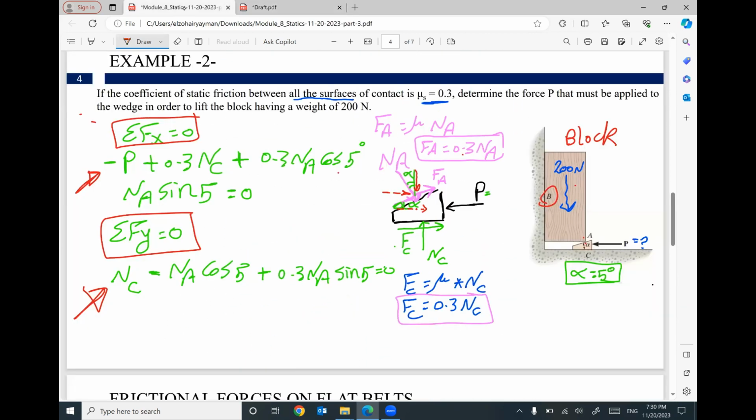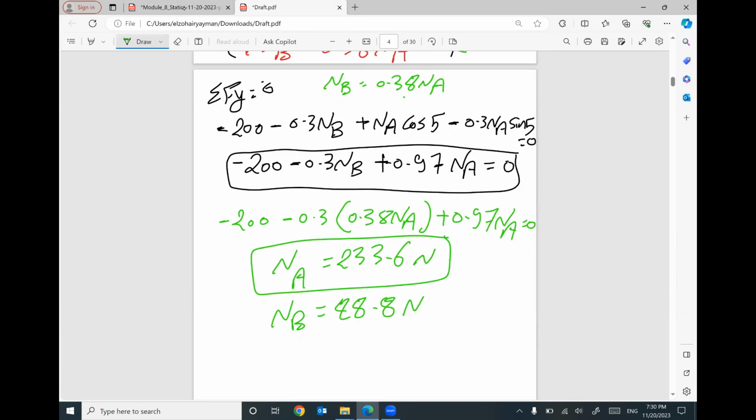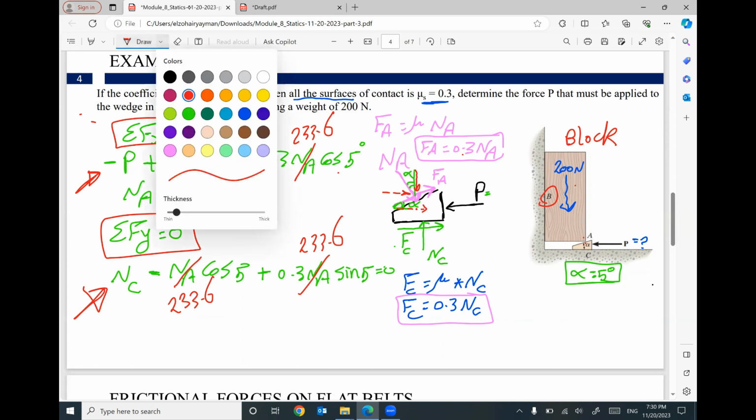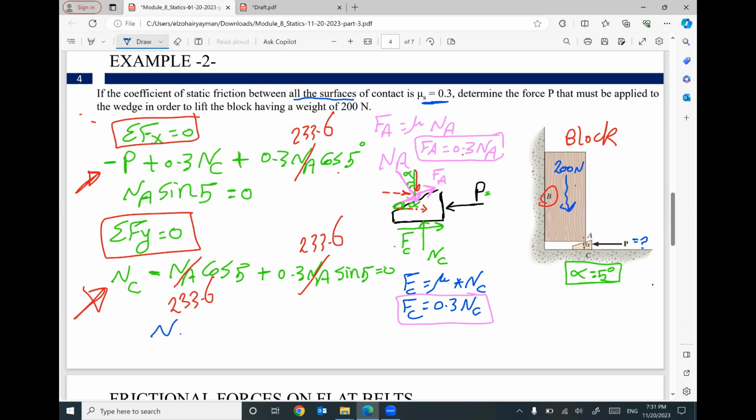So from the analysis of the block, I figured out the value of NA and NB. I can go back here and put the value of NA, 233.6. I think the value of NA here is 233.6. I think I can find out the unknowns. If you look to this equation, the only unknown is NC.